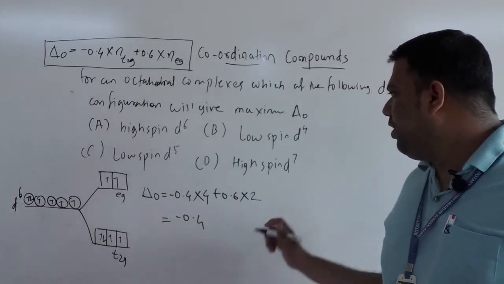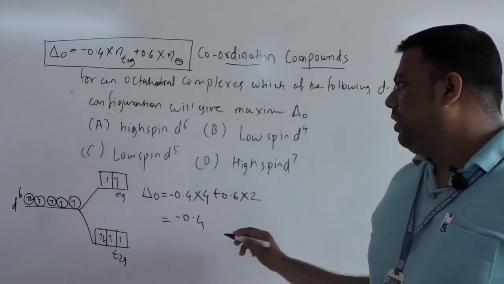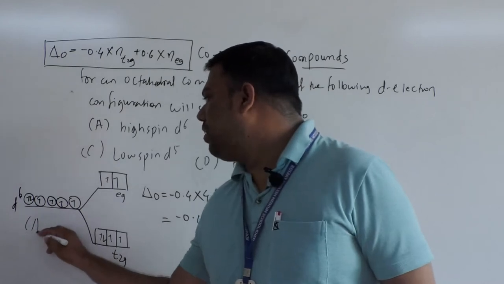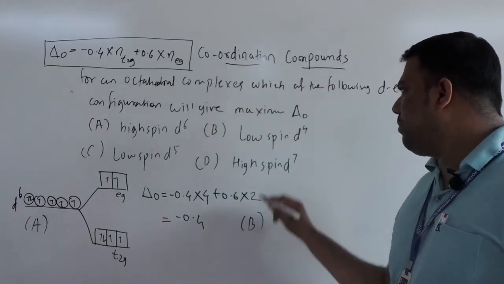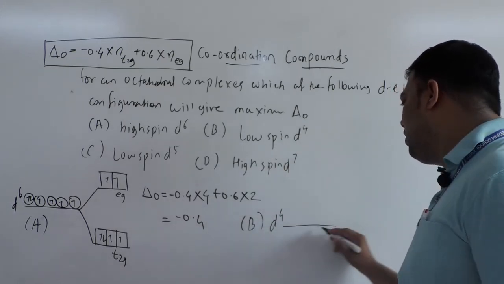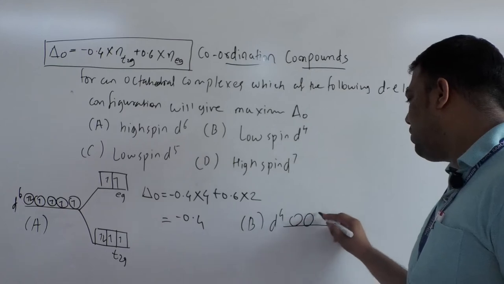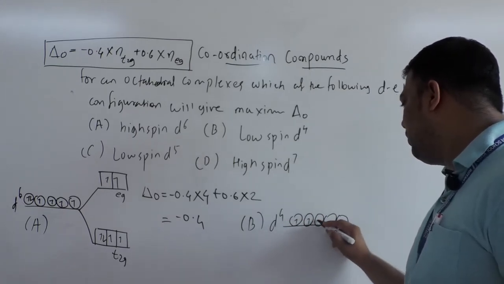Now suppose if you are calculating for, yes, these are all about A option. Now we will discuss for B option, low spin d4. So as you know, d4 you can write like this, 1, 2, 3, 4 and 5, 1, 2, 3, 4.